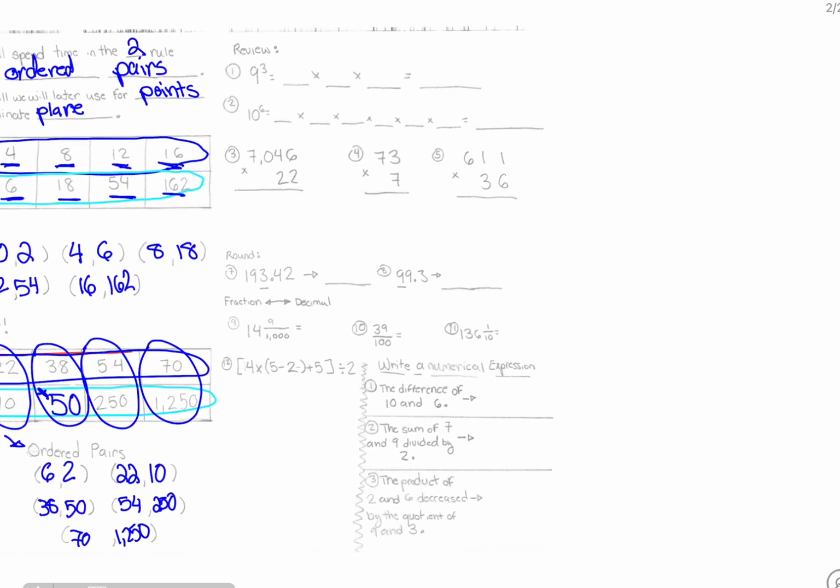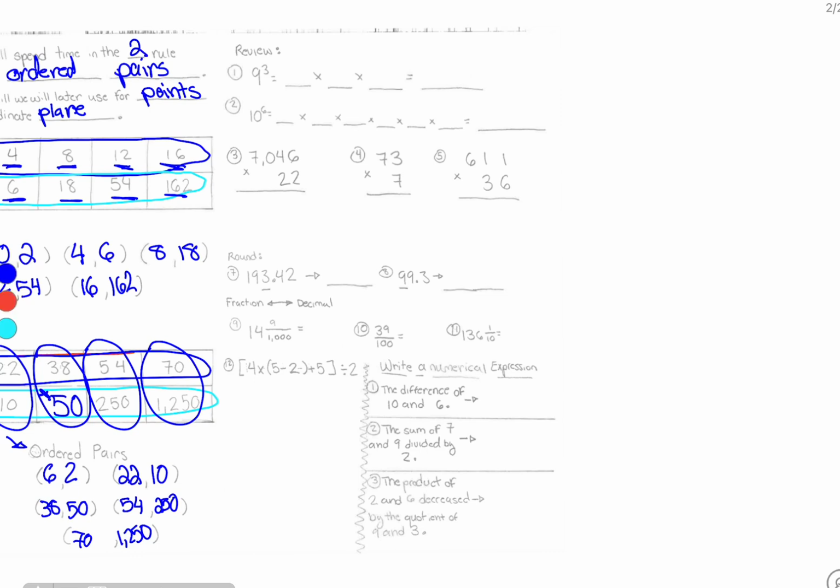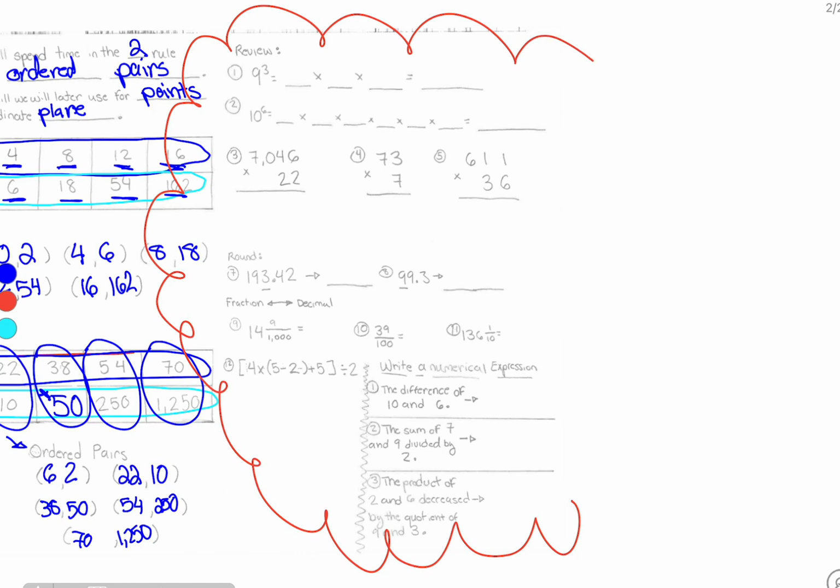Now, all of page 3 is going to be a review of stuff we've covered up until this point this year. We have exponents, we have multiplication, we have rounding, we have fractions and decimals, we have numerical expressions, and we have order of operations. You will work all that out by yourself and then compare your answers to mine.